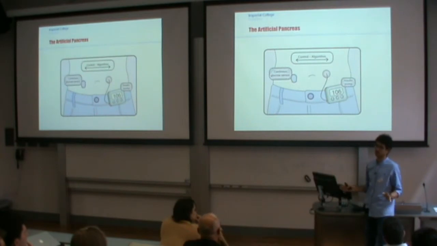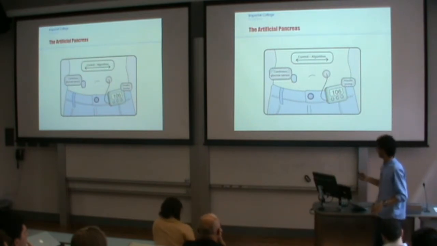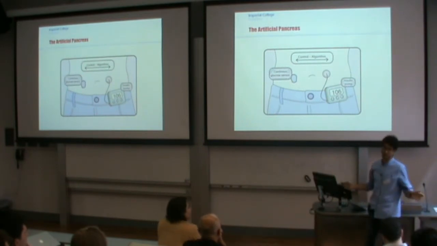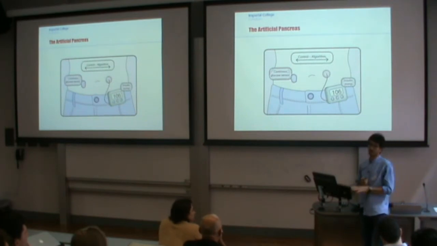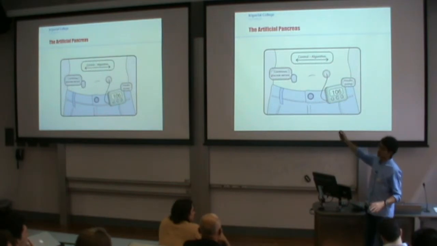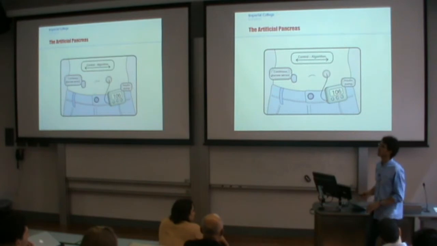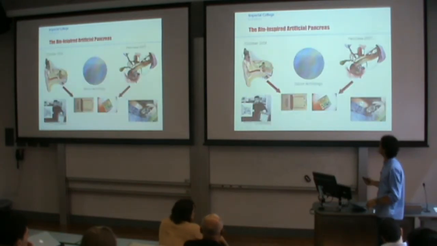Sounds easy? It's not easy at all. It's very complicated. Why? We have uncertainty everywhere. The human body is completely uncertain. Variability is massive. Errors in the glucose sensors are very big. Delays. So it's a really complex control problem.